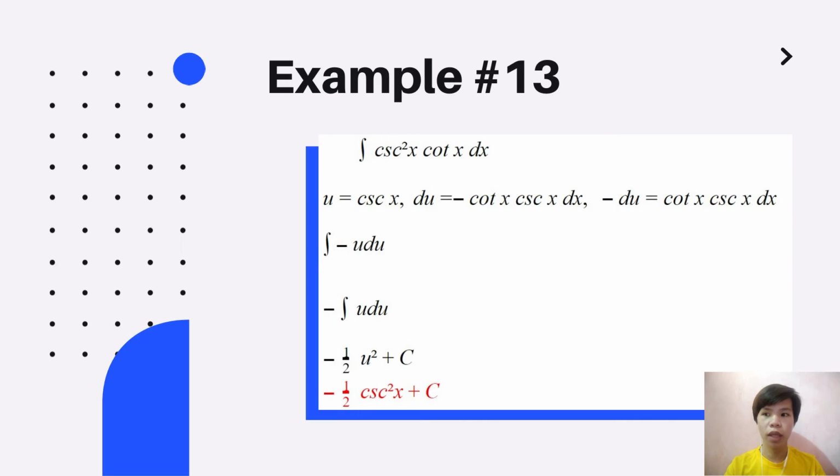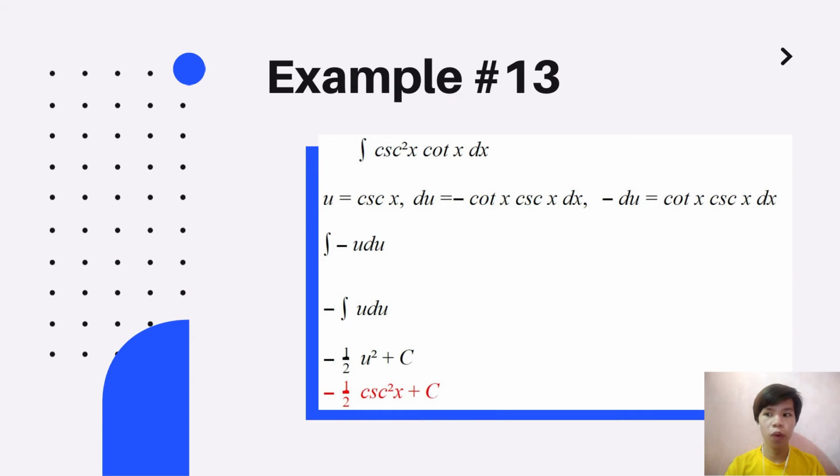Number 13. The integral of cosecant squared x times cotangent x times dx. We first let u equals cosecant x, and du is the differential of u with respect to x, which is negative cotangent x times cosecant x times dx. And negative du equals cotangent x times cosecant x times dx. Then we can substitute the variables to the integral, and we will get the integral of negative u times du.